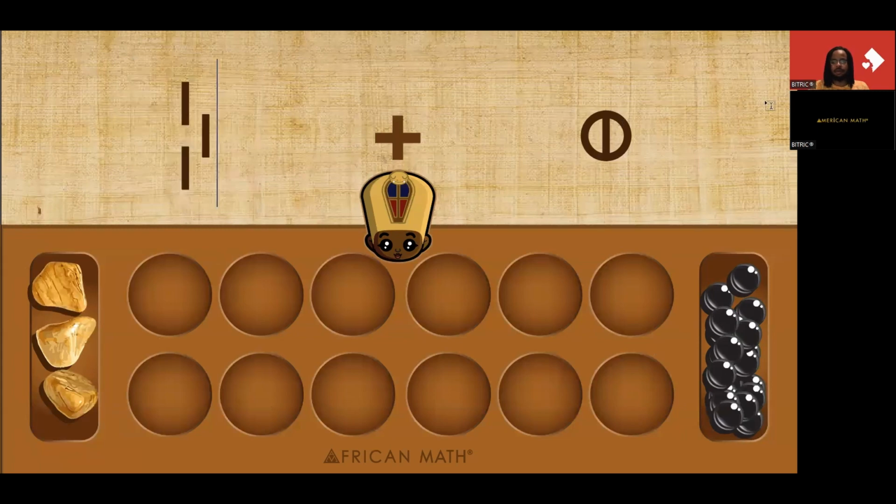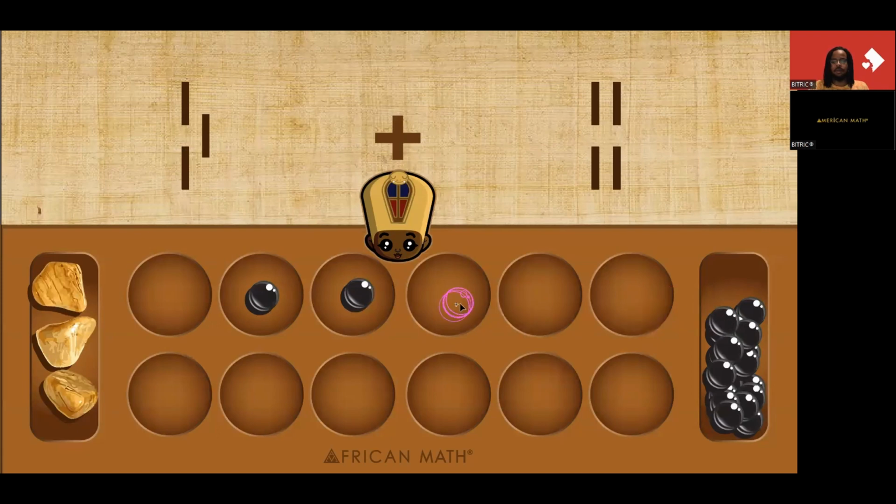3 plus 4. Okay, so we do 3 plus 4. This symbol right here means put together, and we would simply take 3, 1, 2, 3, and then we put together with 4, 1, 2, 3, 4, and now we can see we have 5 at the top, and counting on from 5 would be 6, 7.